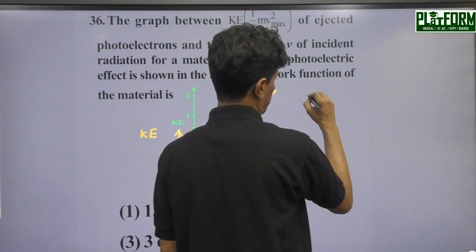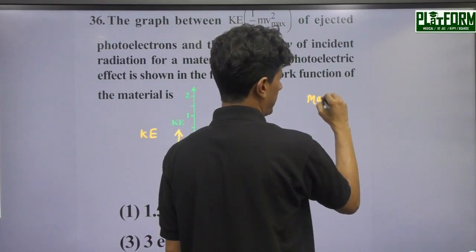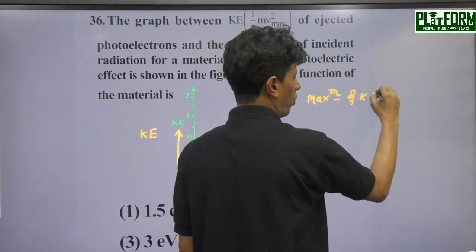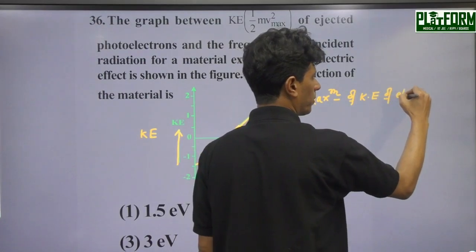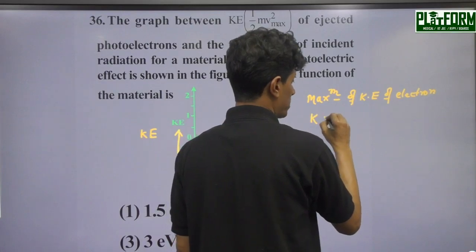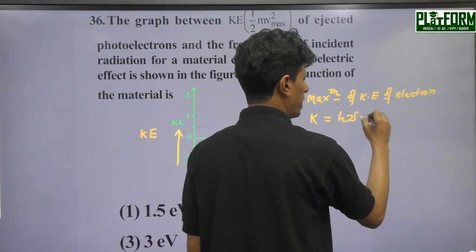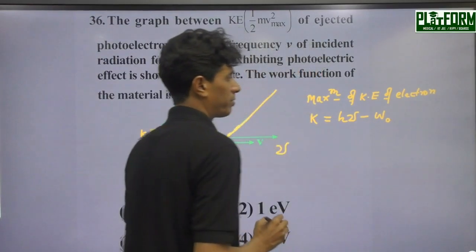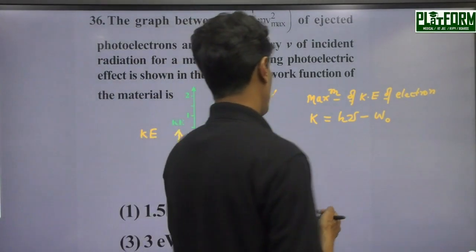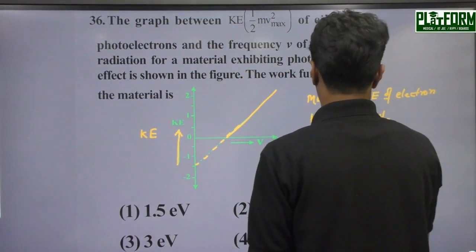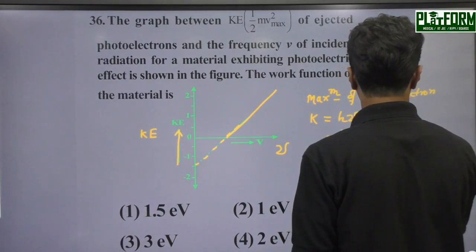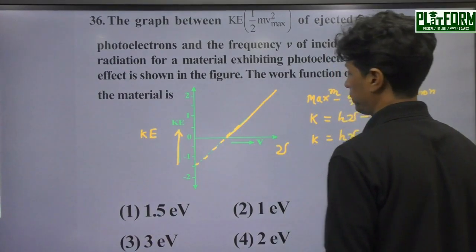We know the maximum kinetic energy of the electron according to Einstein's equation is h nu minus work function. Work function is the minimum energy required to liberate the electron from the metal surface, and it is h nu minus h nu naught, which is K.